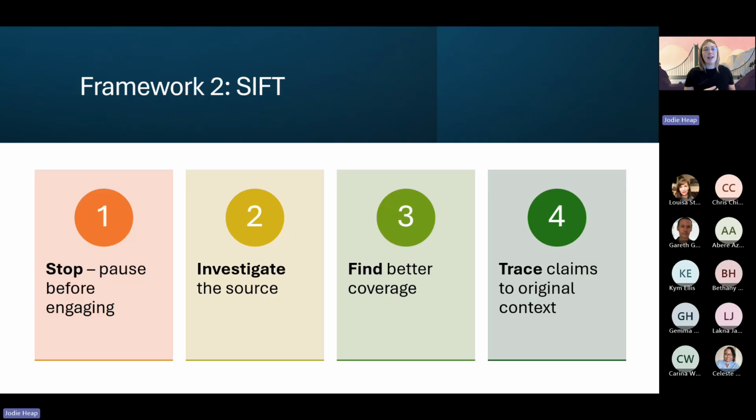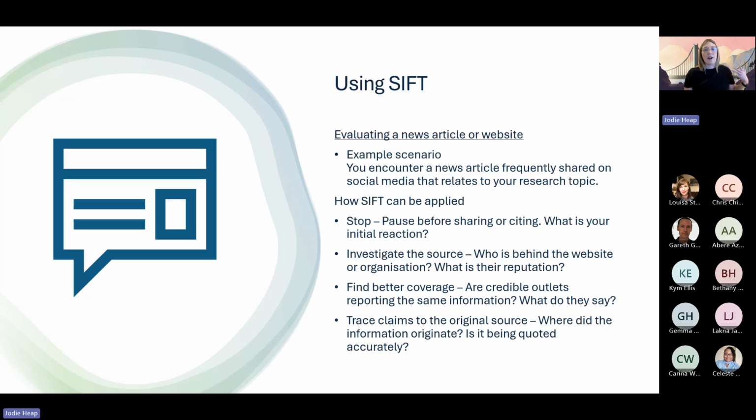So SIFT is quite nice if you come across something on, say, social media and it catches your interest, but you want to follow it back and then dig deeper into something like the CRAP test, for example. So here we have an example of a news article frequently shared on social media that relates to your research topic. You think, great, that sounds good. So what it asks us to do is to pause before sharing or citing it. What's our initial reaction to what is being presented to us? A lot of things on the internet are intended to be reactionary, black and white and polarizing.